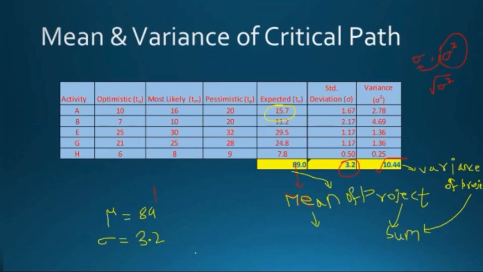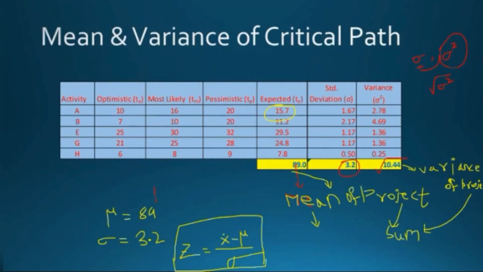Okay, right. Now, how are we going to calculate the probabilities of the values? Very importantly, there is one formula which is called the Z value. Z value is equal to X minus mu by sigma. This is a very important formula. X minus mu by sigma.